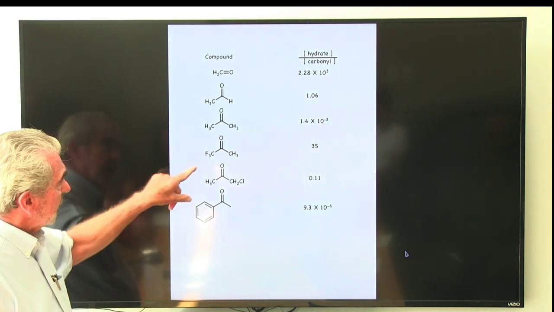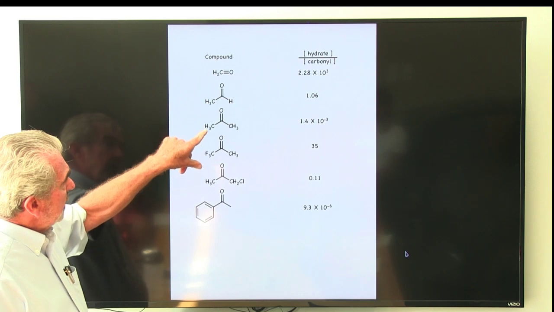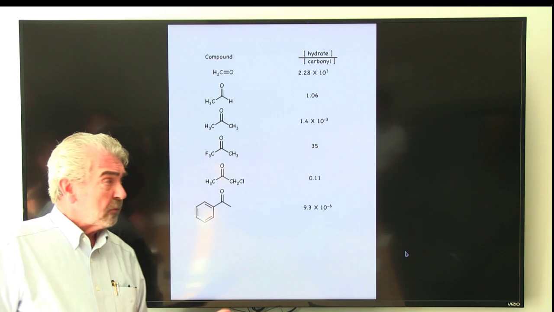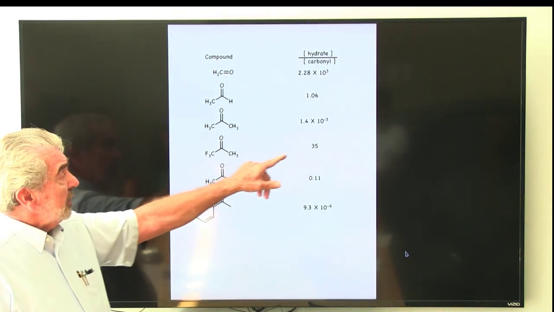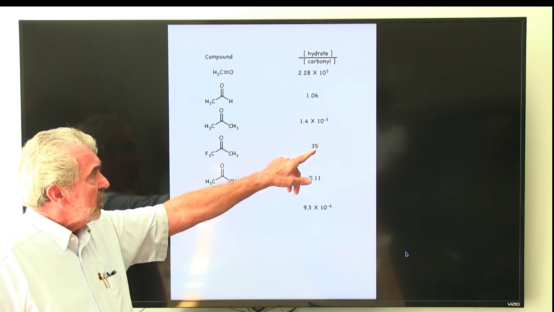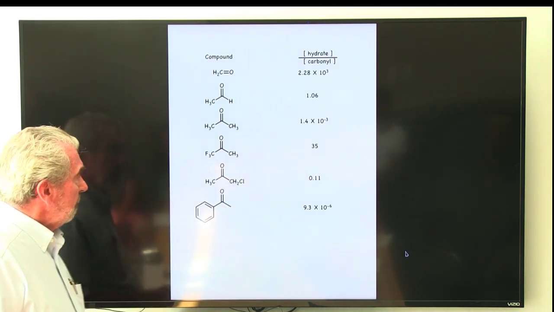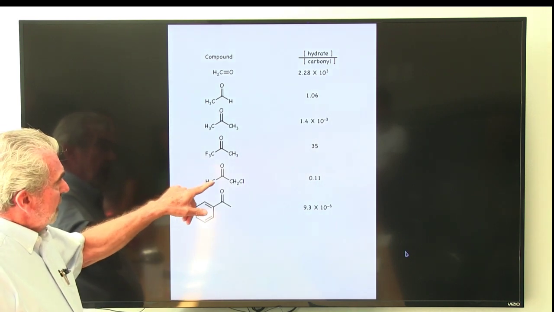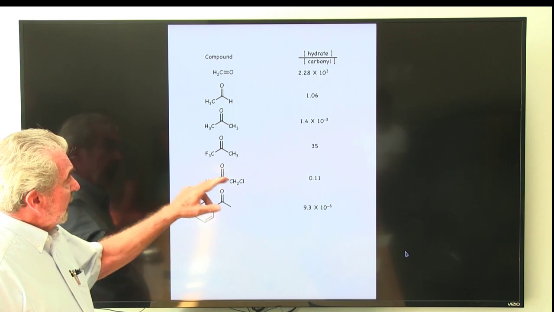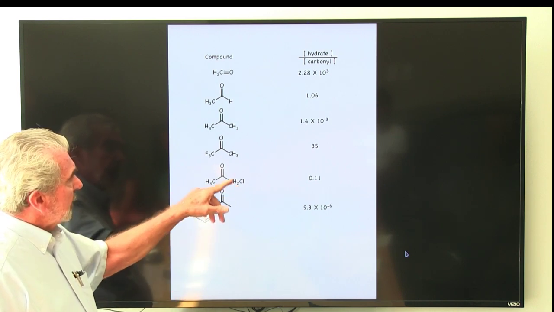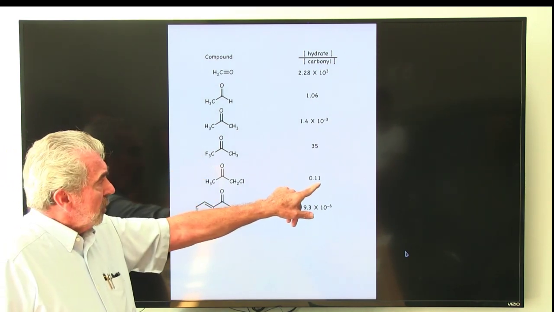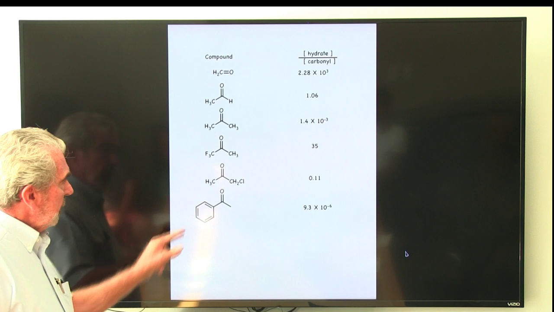Now, look at what happens here. Here, what we've done is we've replaced 3 of the hydrogens in the acetone with fluorines, and we all know that fluorines are quite electron withdrawing. And you notice that the equilibrium constant jumps way up again. Well, not way up, but it changes significantly over the acetone. If we take this compound here, where we replace one of the hydrogens with just a single chlorine, because we've only got one chlorine, and because chlorine is a lot less electronegative than fluorine, we only get a value of 0.11.